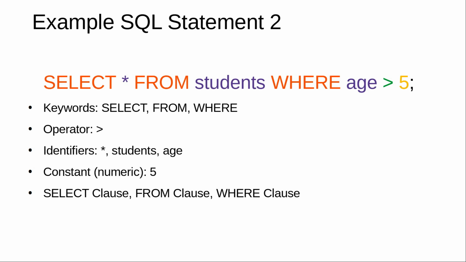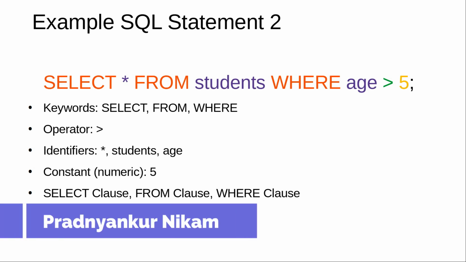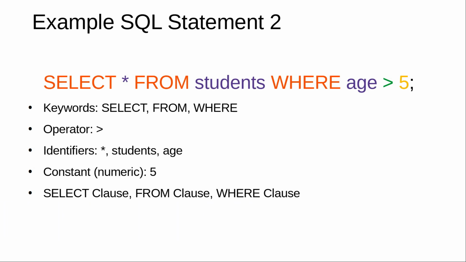The greater than sign is a special type of keyword called a comparison operator. Age is a column name while students is a table name. 5 is a numeric constant and the SQL statement contains a SELECT clause, FROM clause and WHERE clause.